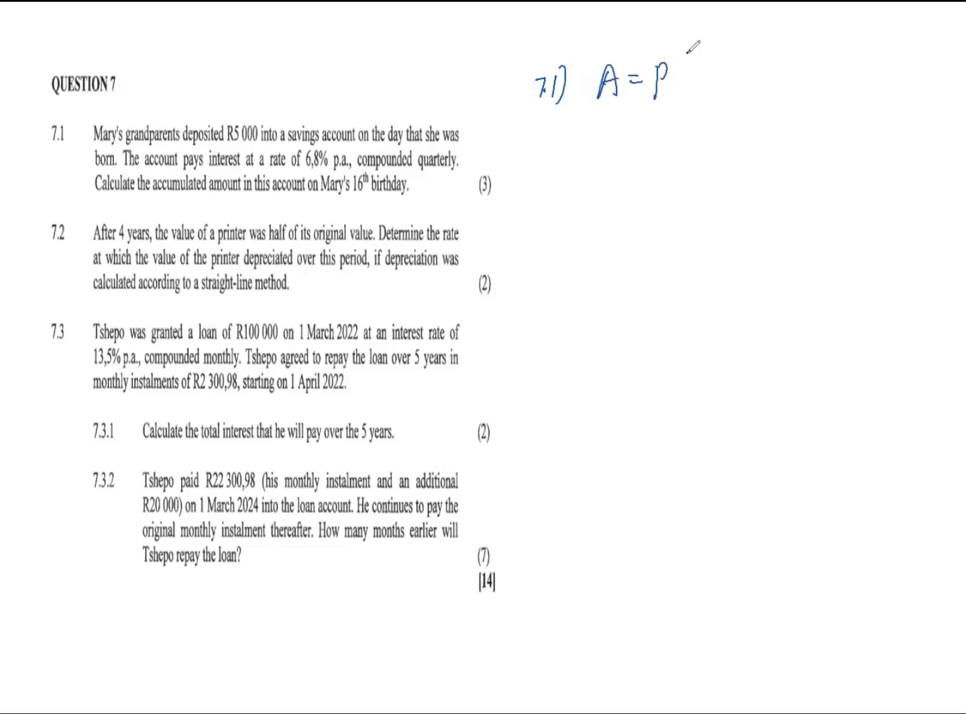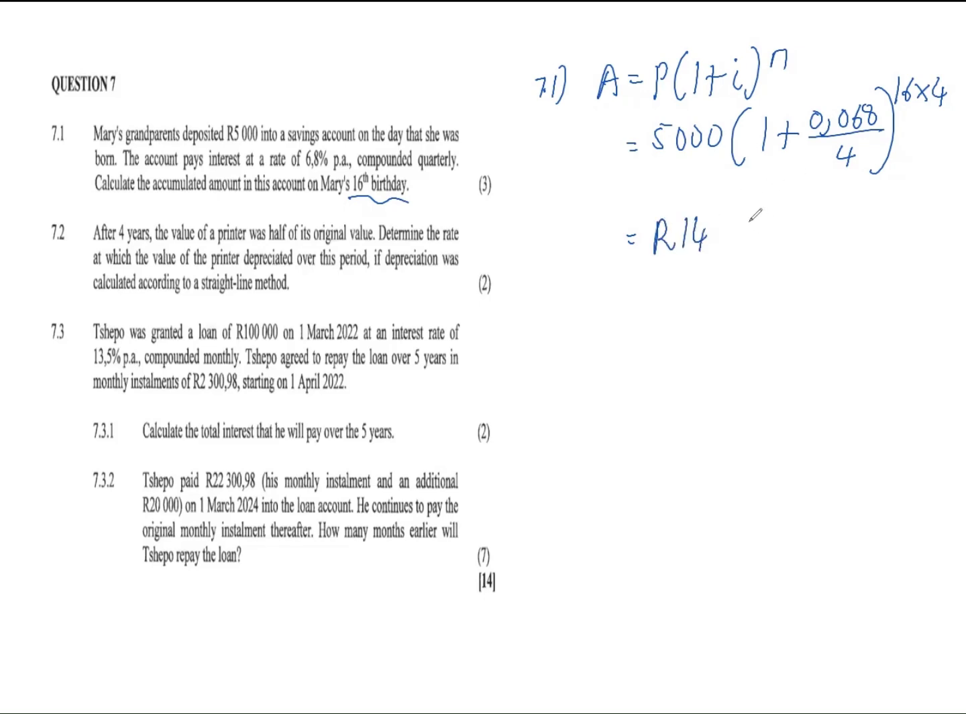This is A is equal to P, 1 plus i to the exponent of n, where your P value will be the 5,000. You have 1 plus the interest, 6.8% is going to be 0.068, but then divide that by what? By 4 because it's quarterly. Then this is for 16 years, so it's 16 multiplied by 4, right? Then all you have to do is punch all of that into your calculator. You get 14,706.56, right? So 3 marks just like that: formula, substitution into the correct formula and the correct answer.